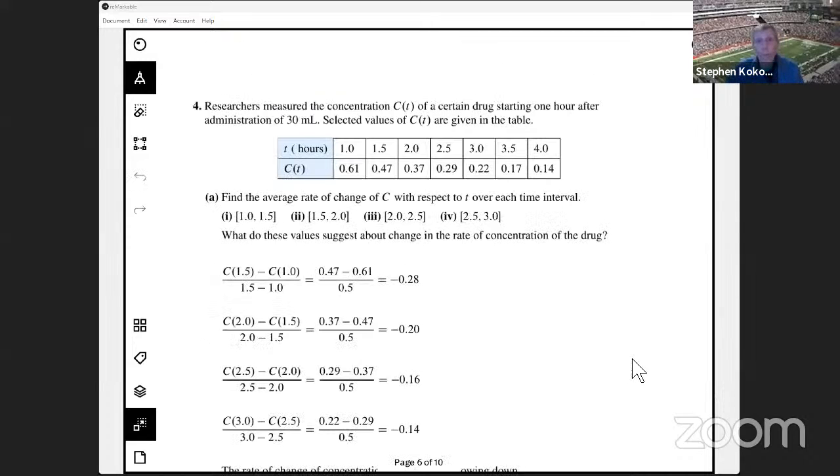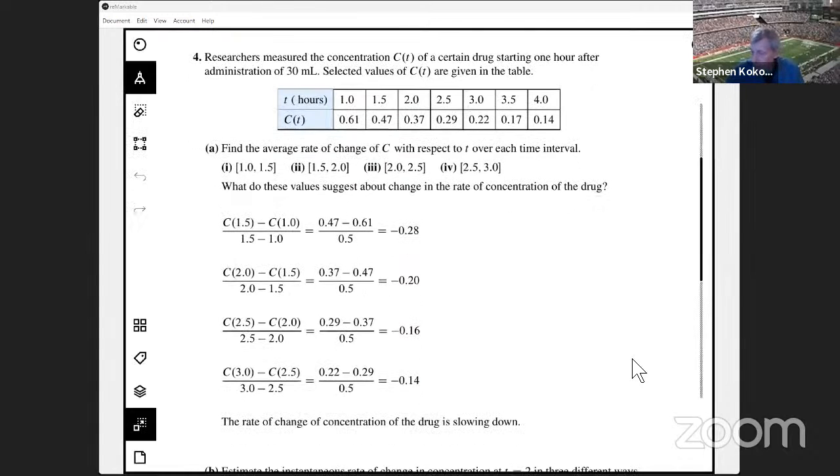Beautiful. One more tabular problem. I like this one, Curtis. This is a kind of a nice applied problem. So researchers measured the concentration of a certain drug in a patient in a hospital starting 1 hour after the administration of 30 milliliters. And so once again on this table, I'm giving you selected values of C of t for certain values of t given in hours.